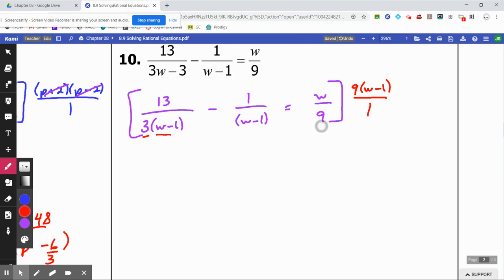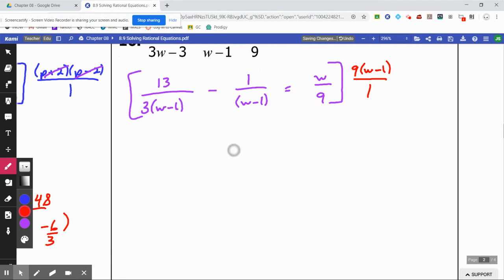Here you'd multiply by w minus 1. Here you'd multiply by a 3. And here you'd multiply by a 9. So that's our least common denominator. Let's go ahead and cancel anything that will. First term, w minus 1's cancel. The 3 cancels with a 9 and leaves me with a 3 up here. So I'm left with a 13 and a 3. So that term turns into a 39.